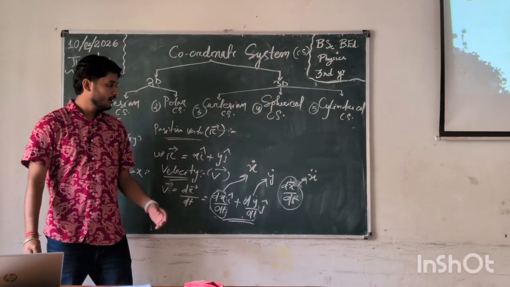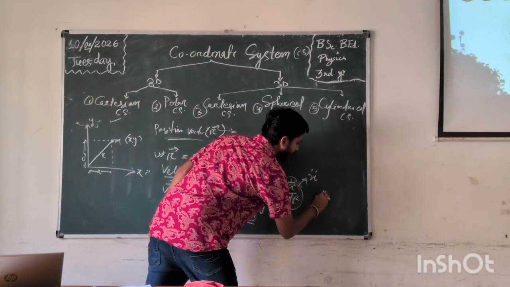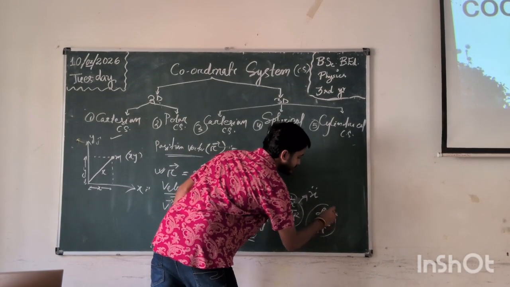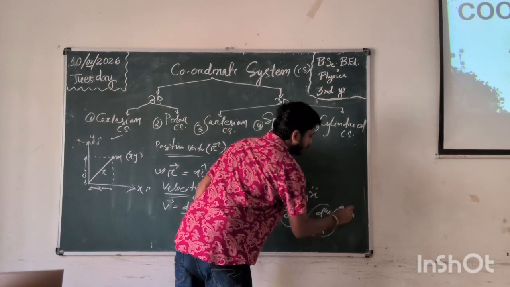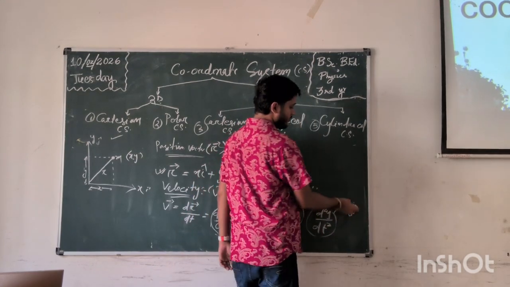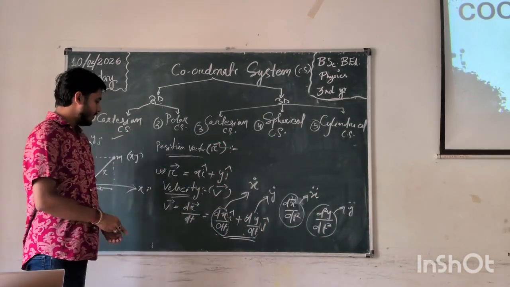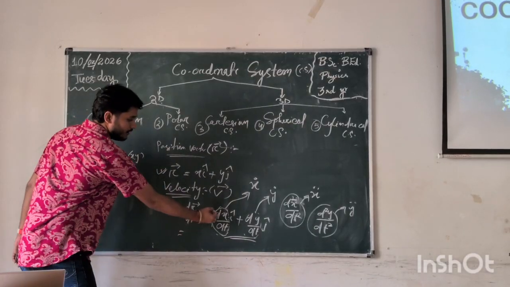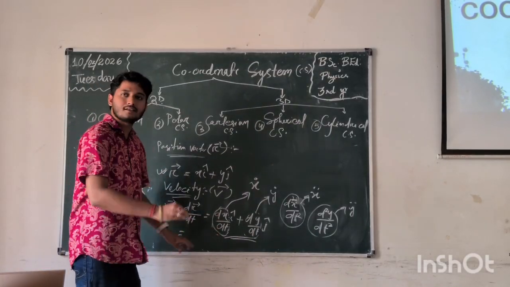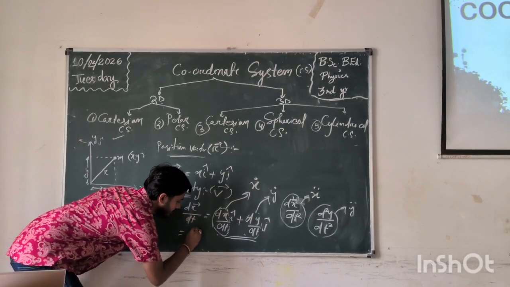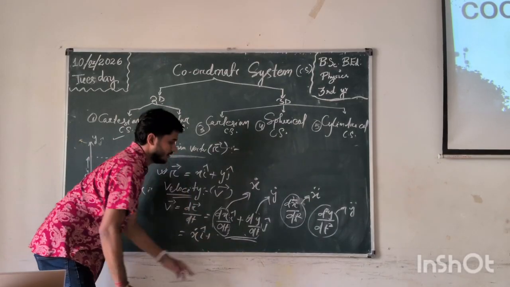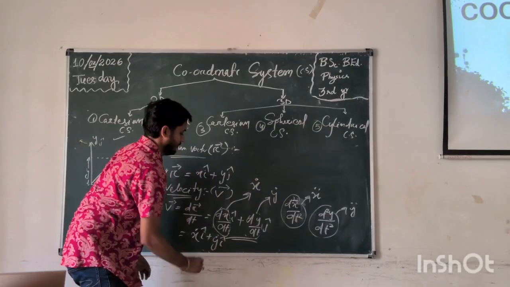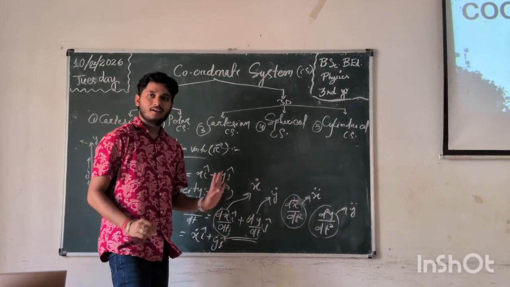For d square y by dt square, what can we write this as? y double dot. So here our final expression for velocity vector is x dot i cap plus y dot j cap. Okay, understood?